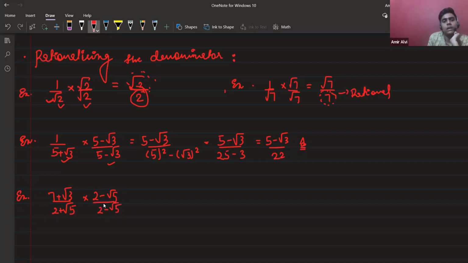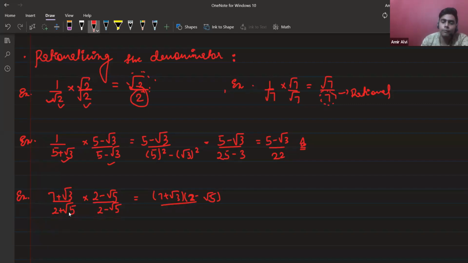Very good. If there is something in the numerator, no need to worry. Just leave it as it is. You just have to rationalize the denominator. That's why you are taking the opposite of the denominator. Okay, so multiply them. 7 plus root 3 into 2 minus root 5 upon. Which identity is this?